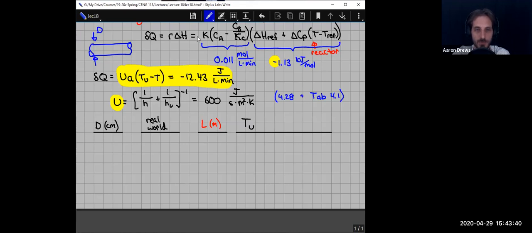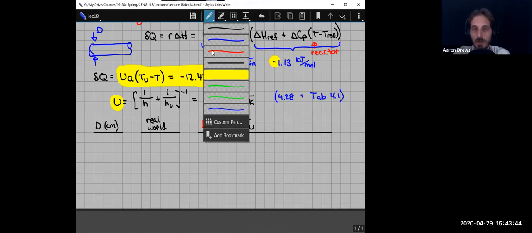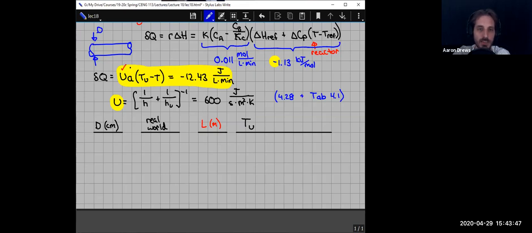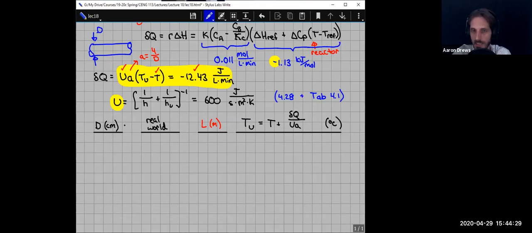I can rearrange that equation for T_U because I already know everything else that's in there. I already know U, that's a constant. A will be equal to 4 over D, so as soon as I set D, I have also set A. We already know the reactor temperature is 90 degrees C, and we just calculated the right-hand side as 12.4. So I can rearrange that and solve for T_U as being equal to the reactor temperature plus the delta Q term divided by UA. I'm going to express all of this in degrees Celsius, because I know Fahrenheit better than Celsius, but I know Celsius a lot better than Kelvin. I have very little intuition about what's high in Kelvin and what's not.